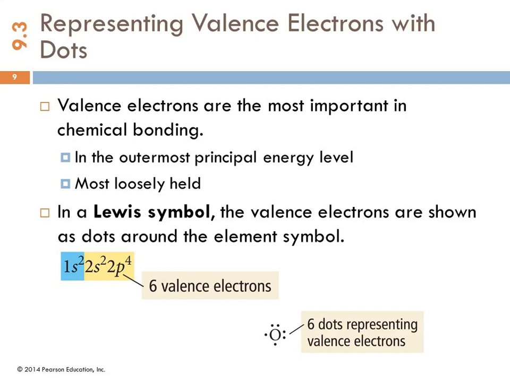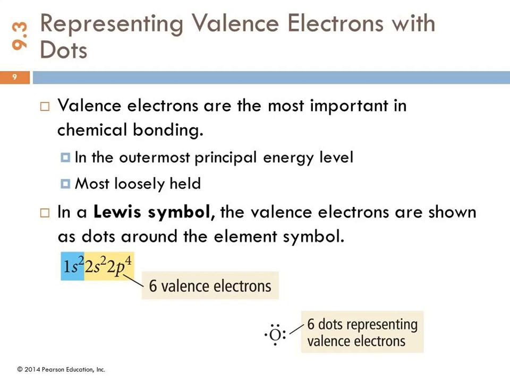So what we do for Lewis symbols is we identify the number of valence electrons, and then we show those as dots around the element symbol. So if we look at oxygen, here's the electron configuration for oxygen. We look at this and we see that 2 is the highest principal quantum number. All the electrons in level 2, total of 6, those are the valence electrons. So the Lewis symbol is here. We take the element symbol O and we put 6 dots around it.